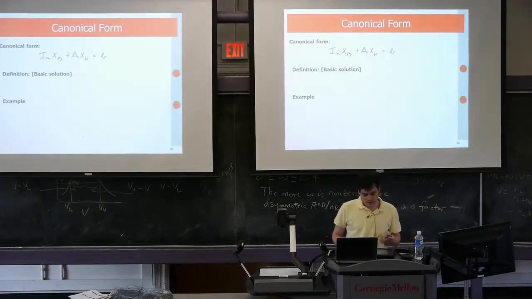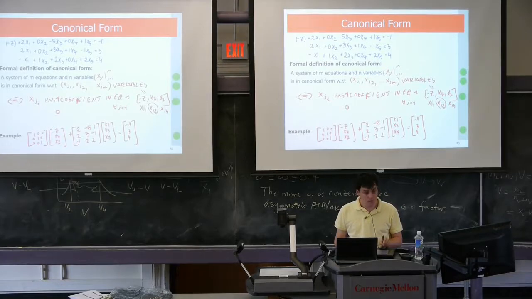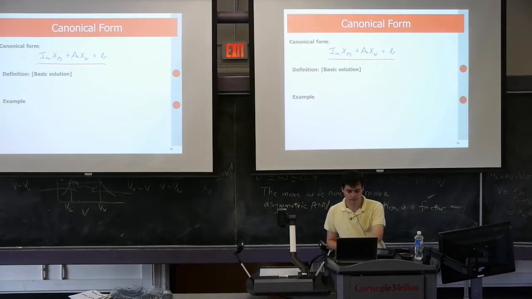So this canonical form can be rewritten using matrix notation: identity matrix of size m times the basic variables, plus a matrix A times the non-basic variables xn, equals vector b. So I just rewrote this equation using matrix notation, and I got this one. Questions?